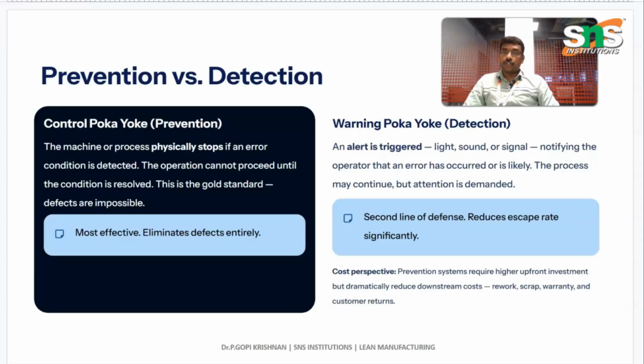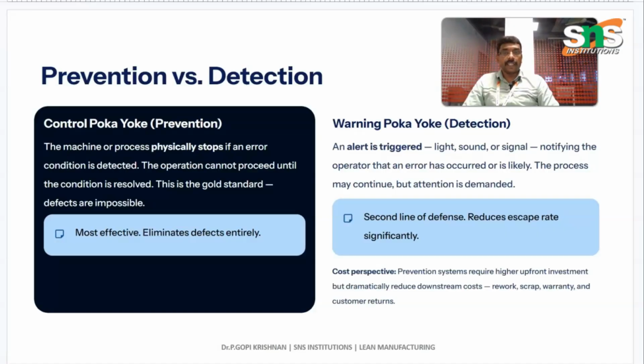We all know that Poka-Yoke is all about the foolproofing mechanism and mistake proofing mechanism. It has the basic principles of prevention and detection. That is, we have the two kinds of Poka-Yoke. One is control Poka-Yoke, which is also called as prevention, and the other one is a warning Poka-Yoke, which is called as detection. So in the control Poka-Yoke or the prevention, the machine or the process physically stops if an error condition is detected.